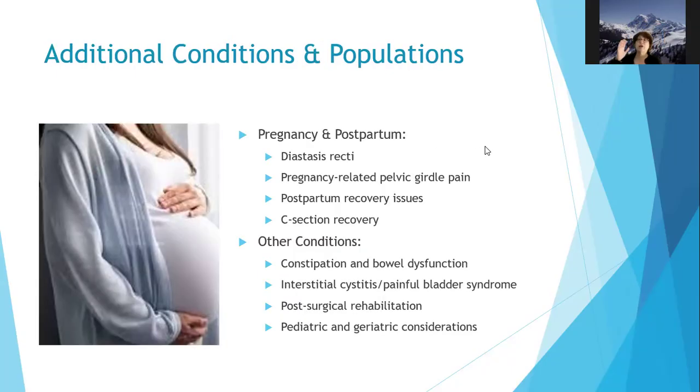So we'll talk about some special populations, but one special population is pregnancy and postpartum. And there are several different things that might be associated with that. Diastasis recti, where the rectus abdominis is separated at the linea alba, the two sides of it. Pregnancy-related pelvic girdle pain, postpartum recovery issues, or recovery from a C-section. Those are all special conditions.